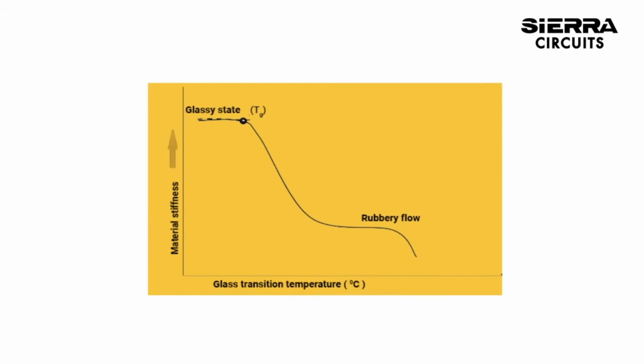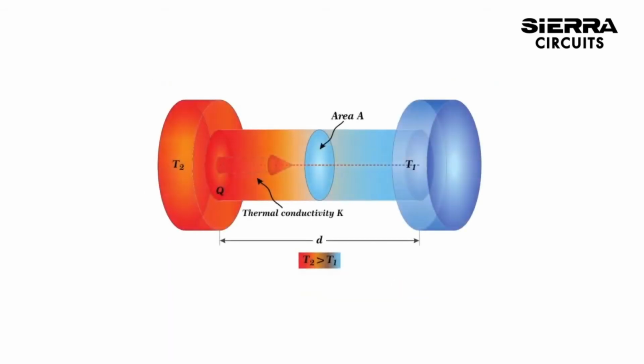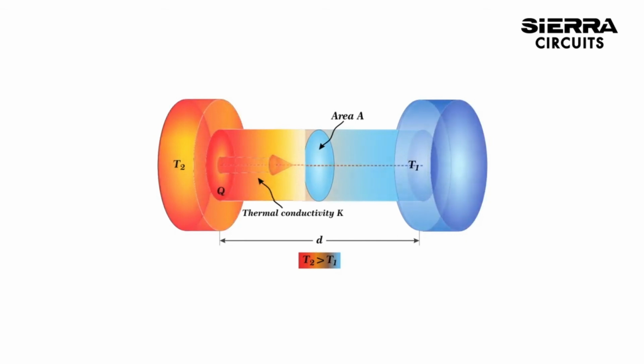When the temperature rises above Tg, the PCB substrate transitions from a glassy, rigid state to a softened, deformable state. Similarly, Td is the temperature at which the material decomposes chemically. Thermal conductivity is the property of a material to conduct heat. Low thermal conductivity means low heat transfer, while high conductivity means high heat transfer.